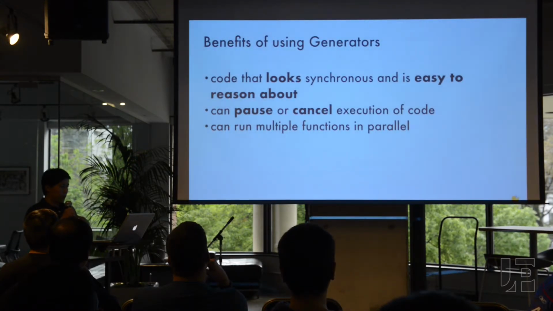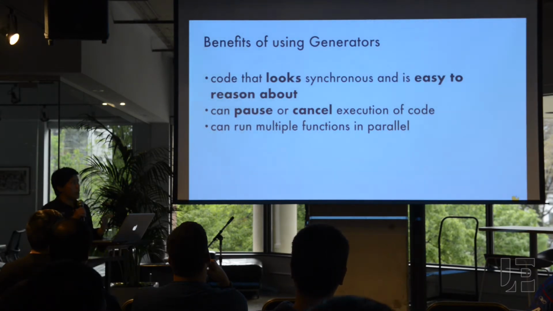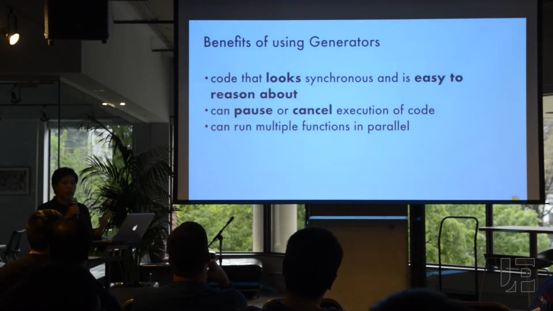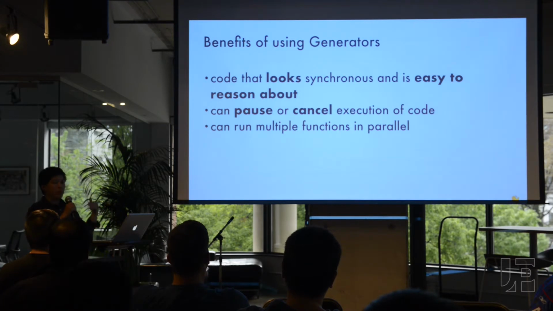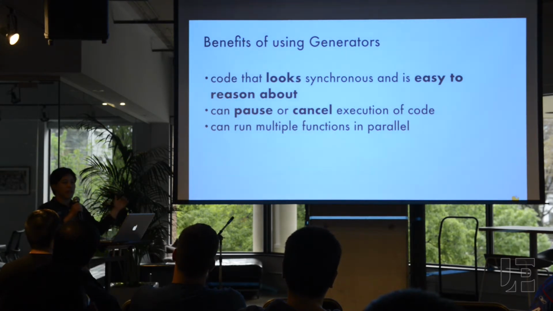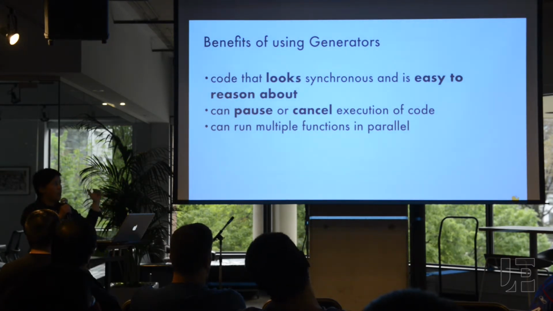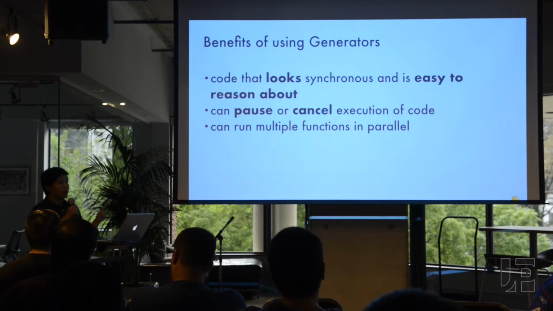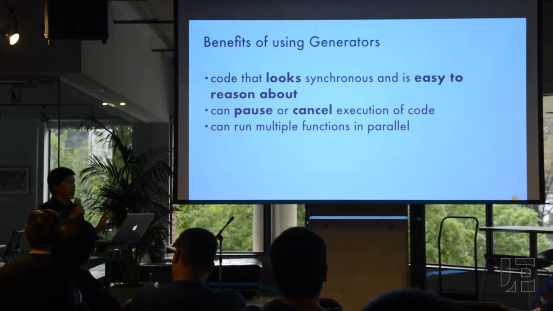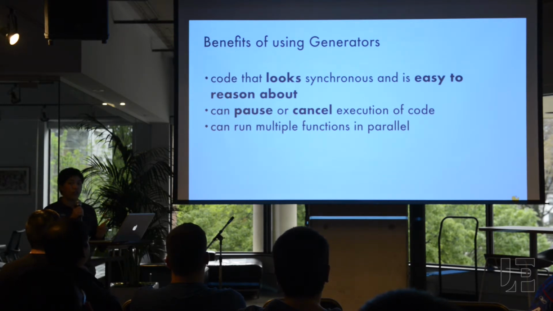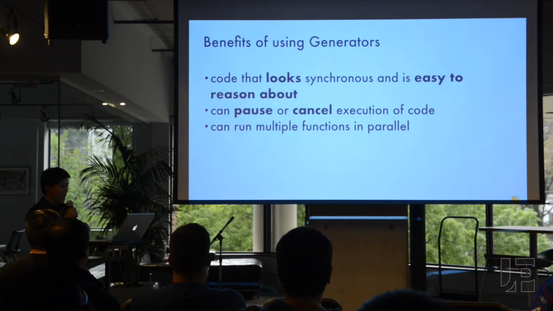So why are we using generators? Again, like async await, the code is easy to reason about. It only runs one line at a time. Your yield runs, and it waits for all of that stuff to return, and then it runs the next yield. But unlike promises and async await, you can pause and cancel execution of code in generators, which is really, really useful depending on your application. And like promises, you can run multiple functions in parallel.